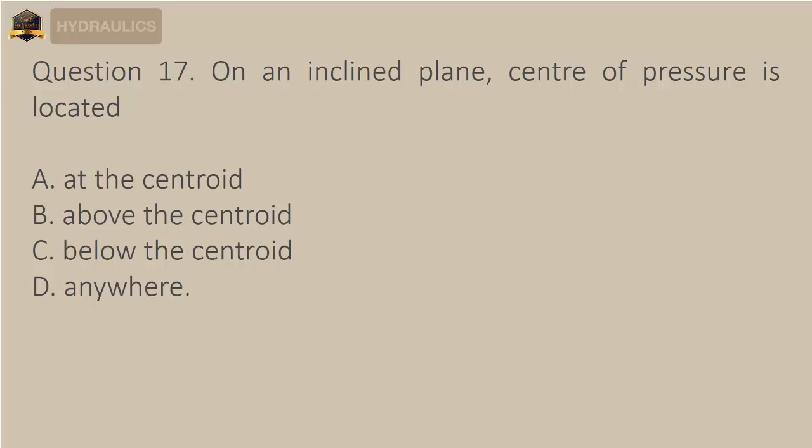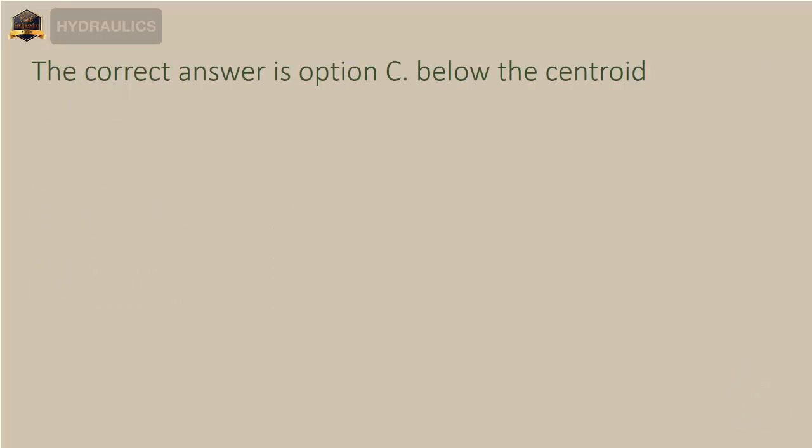Question 17. On an inclined plane, center of pressure is located A. At the centroid. B. Above the centroid. C. Below the centroid. D. Anywhere. The correct answer is option C, below the centroid.